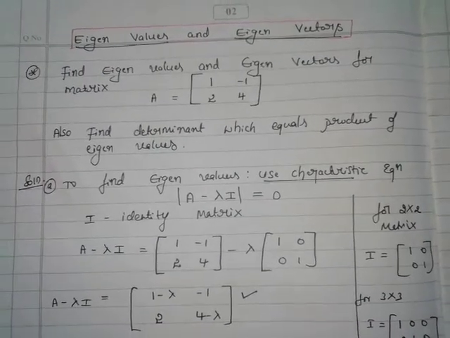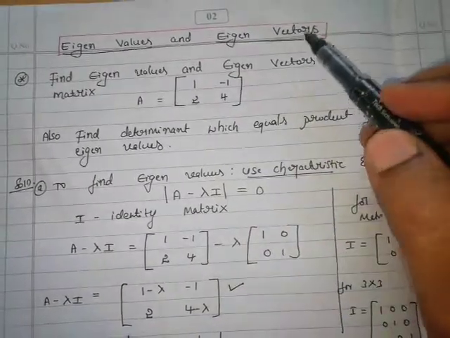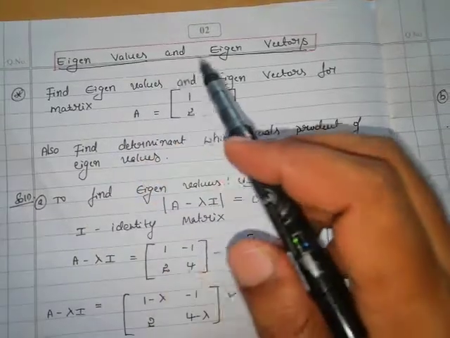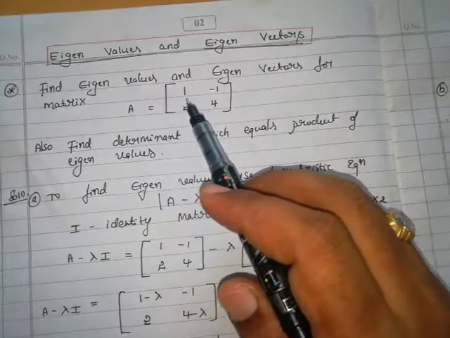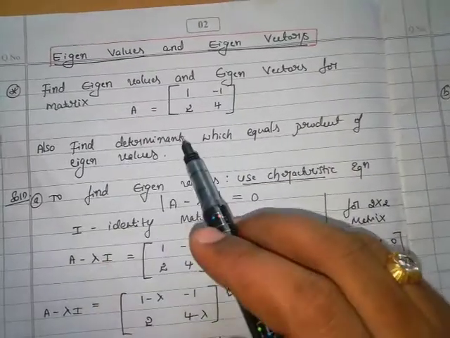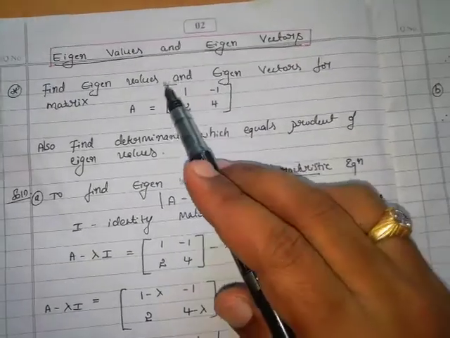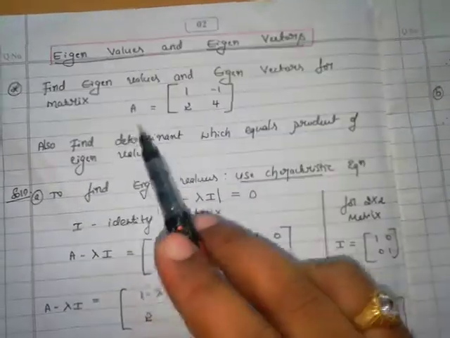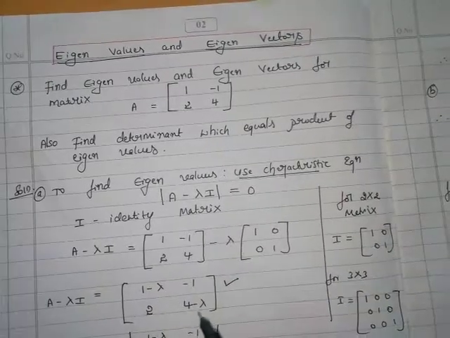Hi students, today we will discuss one problem on eigenvalues and eigenvectors. I have taken the problem: find eigenvalues and eigenvectors for the matrix A equal to [1, -1; 2, 4], and also find the determinant, which equals the product of eigenvalues. So they have given you a total of 3 questions: find eigenvalues, find eigenvectors, and also find the determinant which equals the product of eigenvalues.